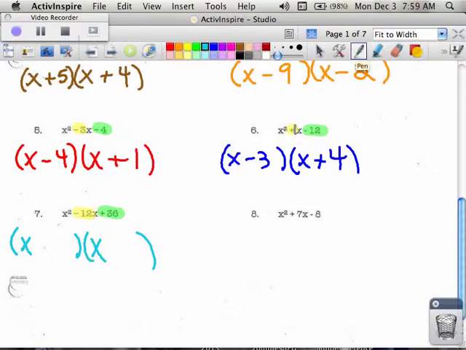Positive 6 and negative 6. Positive 6 and negative 6 would add to give me 0, and they'd multiply to give me negative 36. I need positive 36. Very good, Tom. I need negative 6 and negative 6. And then, of course, all the super math studs like you guys are going to write this as x minus 6 squared, because there's 2 of them.